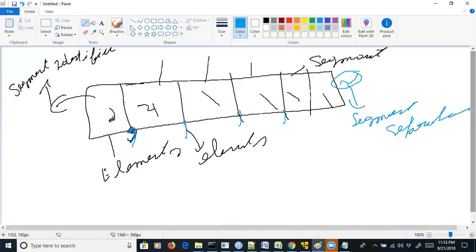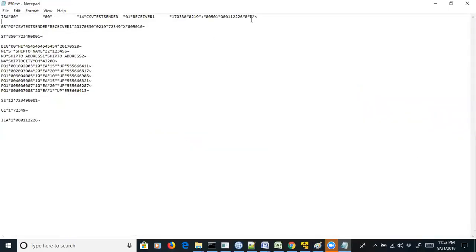Okay, segment separator, right? So in this EDI file, if you see, tilde is the segment separator. Tilde character, which is the first key in your number line on the keyboard. Okay, so tilde is your segment separator, but it could be something else too, right? So this is called the segment separator, right?